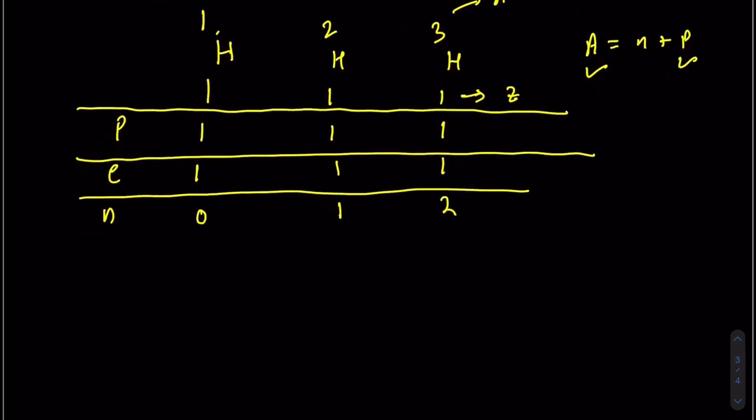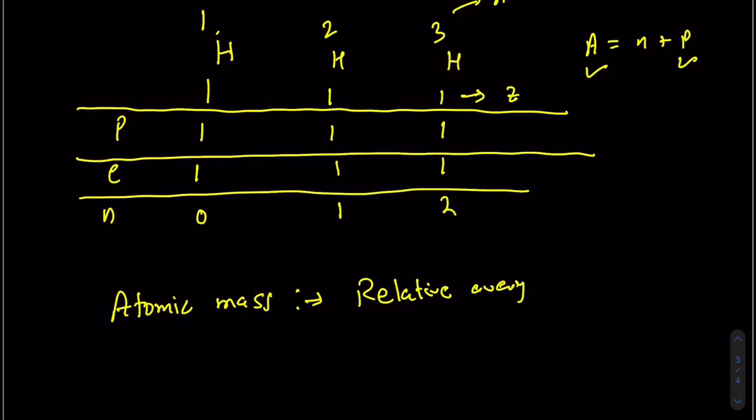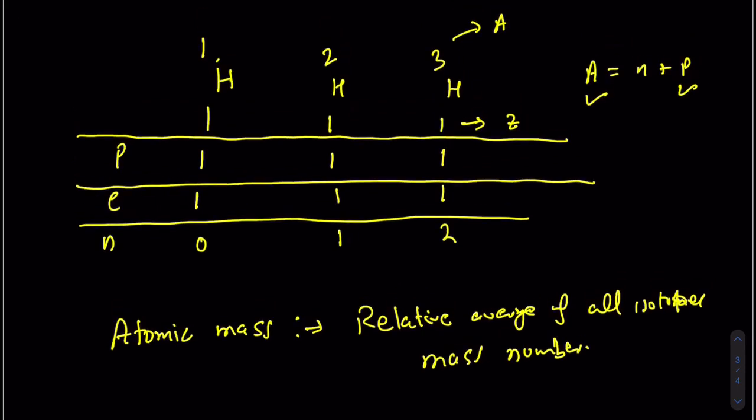When it comes to finding the atomic mass, I'm not going to do the calculations, but I'll tell you how you actually get the atomic mass. The atomic mass is the relative average of all the isotopes' mass numbers. Okay, in this particular case, hydrogen has 3 isotopes where the mass numbers are 1, 2, and 3. When I take the relative average of those 3, that will give you the atomic mass.